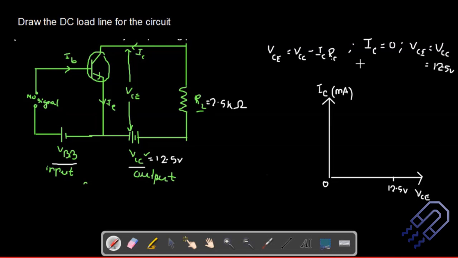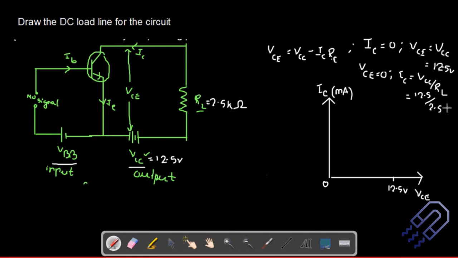For the other part, you just put VCE equal to 0, and then you can get your IC. IC is equal to VCC divided by RL, right? We've got RL here. So this is nothing but VCC, which we already have as 12.5, divided by RL. RL is 2.5.